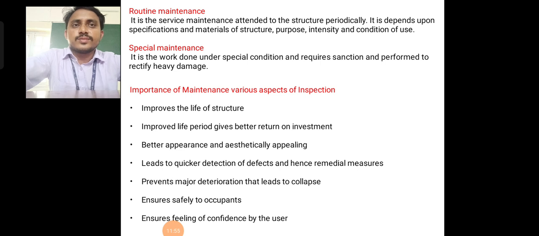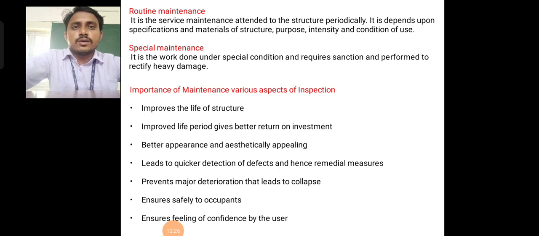Routine maintenance means the service maintenance attended to the structure periodically. For example, for 6 months, see what is the behavior of the structures, or for 1 year, what is the behavior of the structures. So you need to check periodically, or check the service maintenance, whether the structure is in service condition or not in service condition. You need to check regularly or periodically.